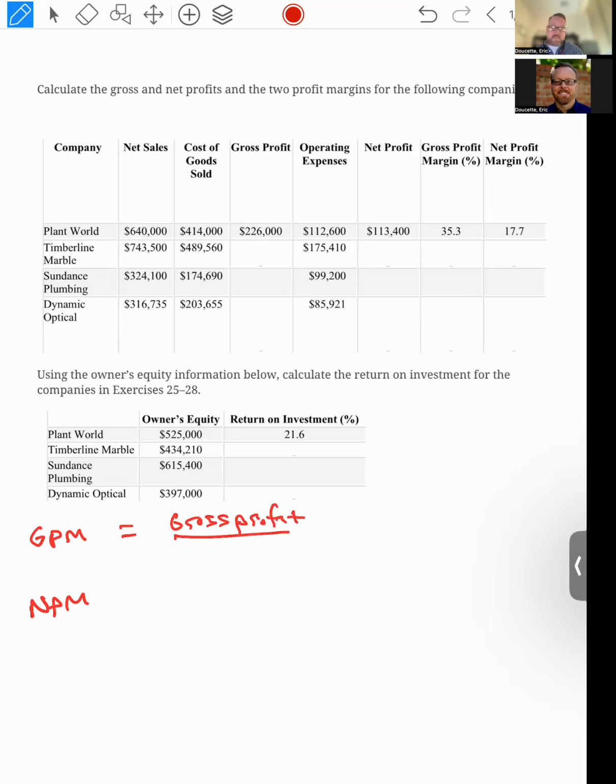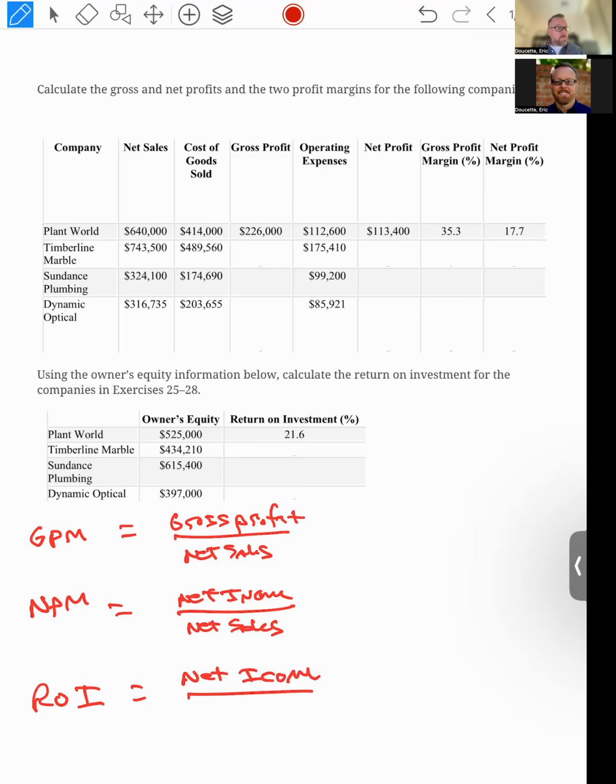divided by net sales. And then your net profit margin is net income divided by net sales. And by the way, you can look all these up in your book on pages 507 through 509. And so I'm just going to use the table that's provided there. And then return on investment is the last formula, and that one is basically net income divided by owner's equity.